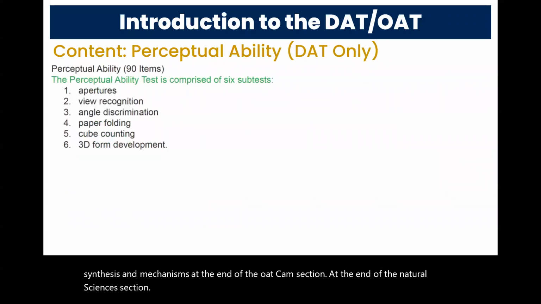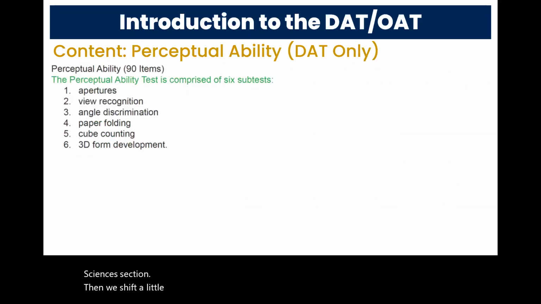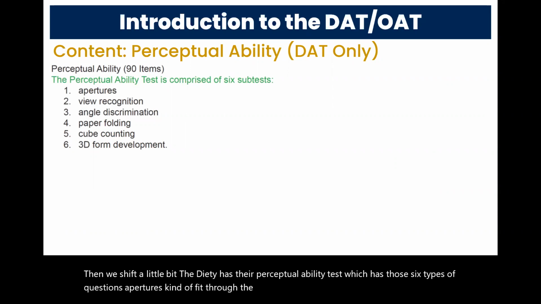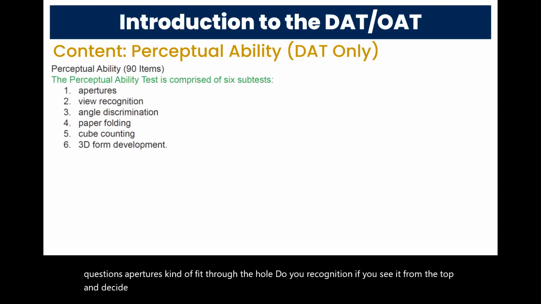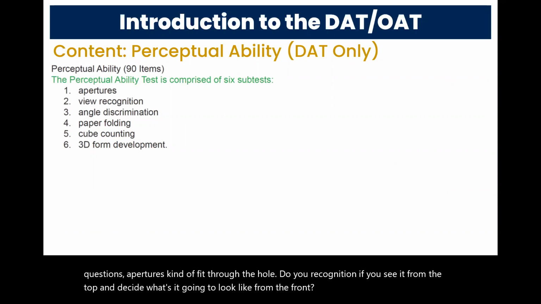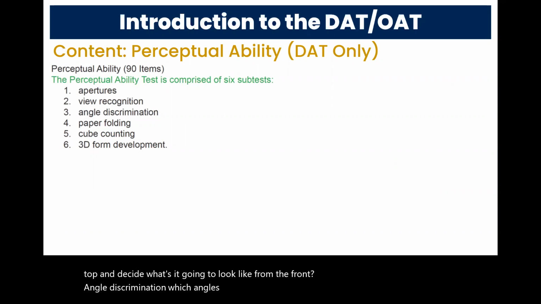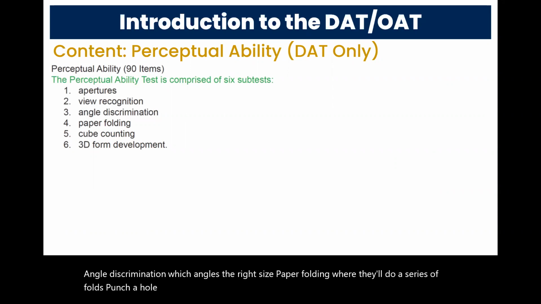Then we shift a little bit. The DAT has its perceptual ability test, which has those 6 types of questions. Apertures: can it fit through the hole? View recognition: if you see it from the top and the side, what's it going to look like from the front? Angle discrimination: which angle is the right size? Paper folding, where they'll do a series of folds, punch a hole in it, and you'll have to say how many holes and where they'll be.